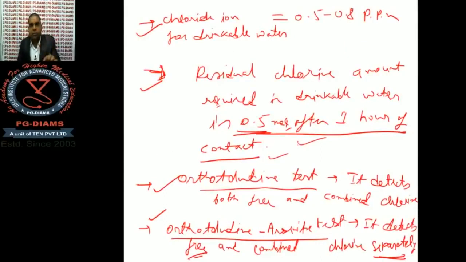And if the free chlorine is about 0.5 milliequivalent after 1 hour, then you consider that this well water is safe for drinking. If it is less than 0.5 after 1 hour of contact, then you say that this well water is not fit for drinking. We need to add more bleaching powder to it. Clear? So this is the whole concept behind decontamination of water.